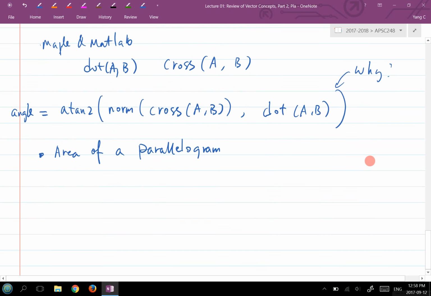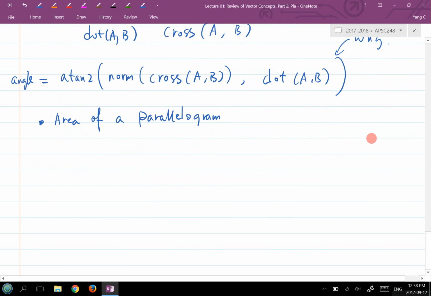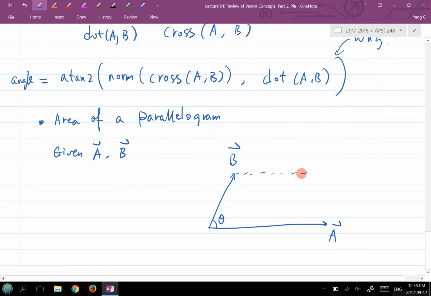Okay. So what is a parallelogram? Basically, given a vector A and a vector B. Here's my vector A, here's my vector B. You can always move the two vectors around so that they are oriented like this, and they are oriented by an angle theta. Then I can use the vectors A and B to form this so-called parallelogram. And now the question is, what will be the area of this parallelogram?